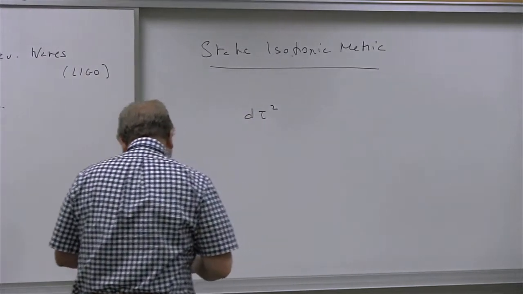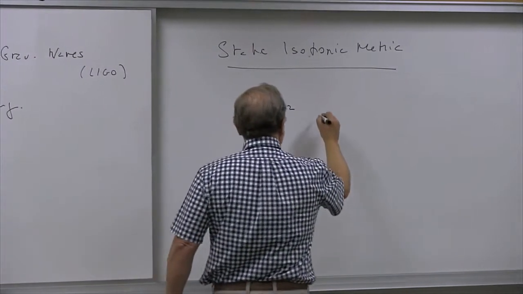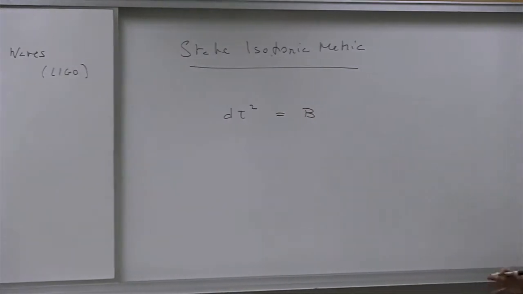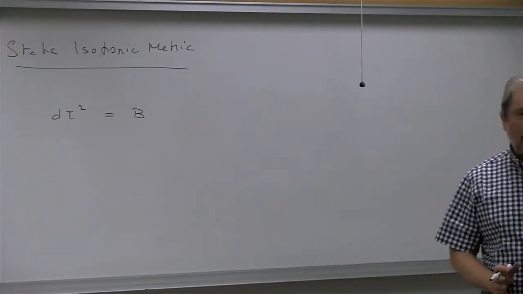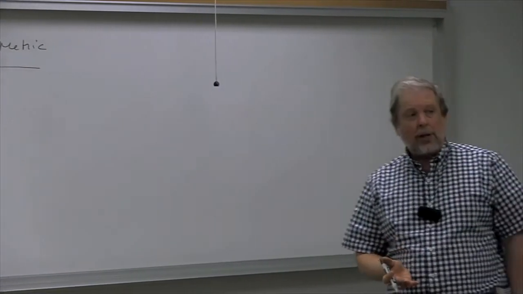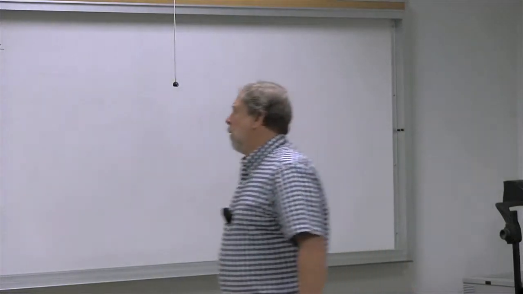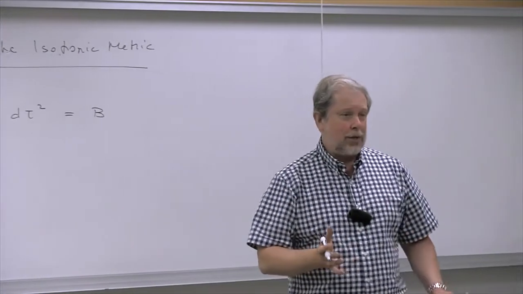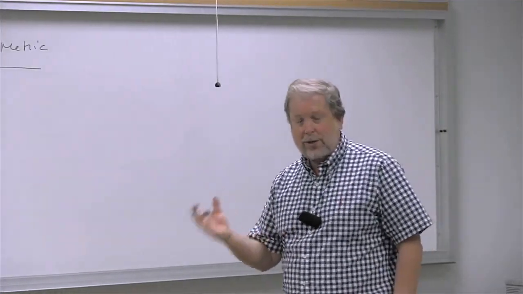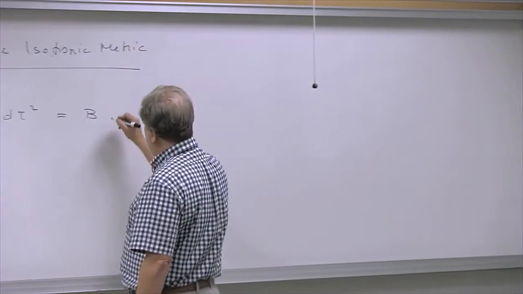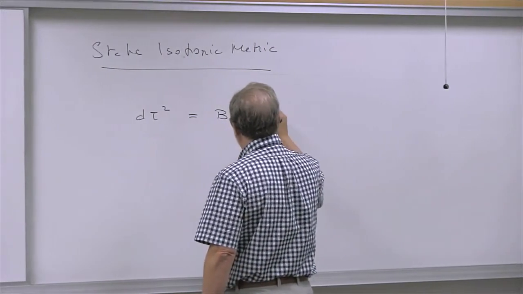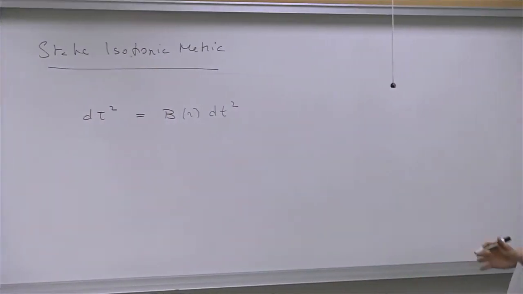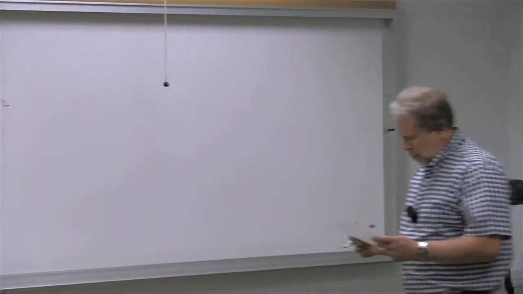squared is equal to some function B. And because it is static, everything is going to depend only on r and not on t. So there's no time dependence. And the question is whether, of course, this is a solution of the field equations. And the answer is yes, it works. So it's some function that depends on r only, times dt squared. And you've got to have that in, otherwise you can't find a solution.